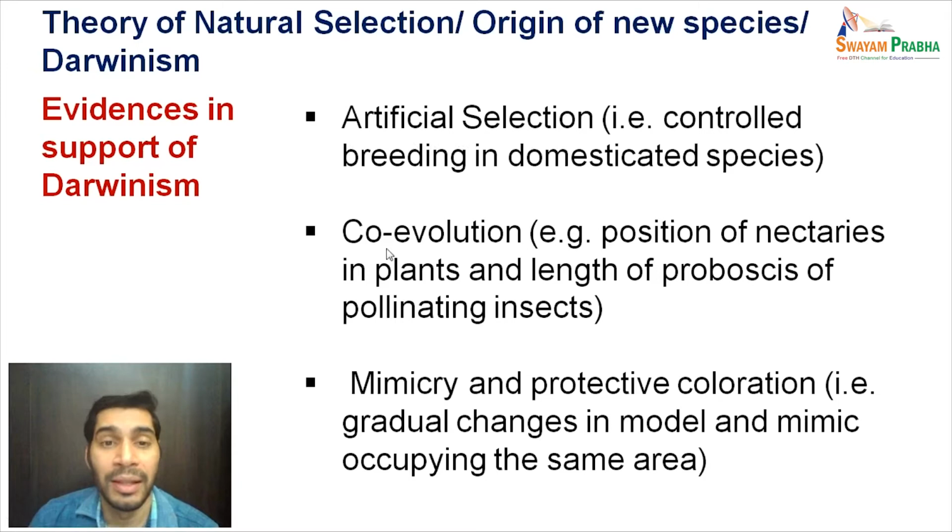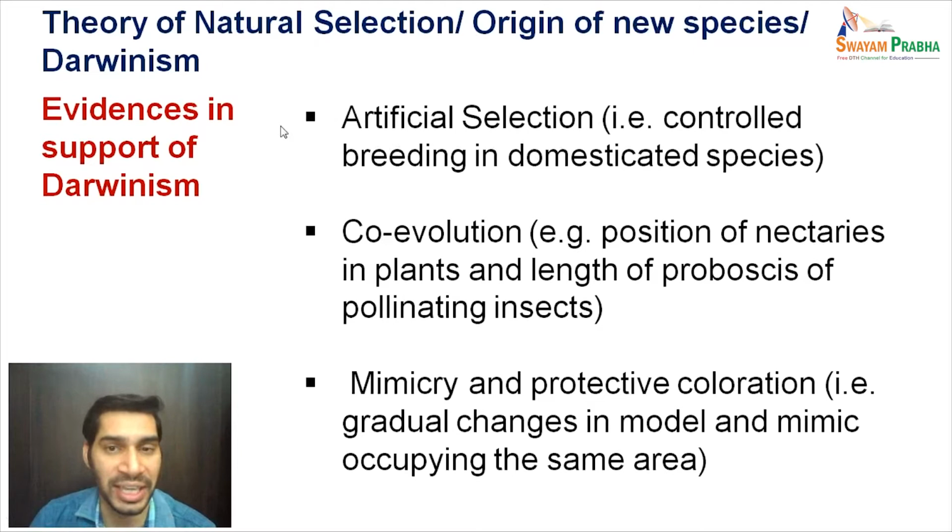Same is the case with the poultry. Let's say if we want to have the hens which can give more number of eggs, we will select the parents with the variety which can produce more number of eggs, and we will breed them so that the progeny acquires that character. This is called artificial selection. The way artificially we select, nature also selects the ones which are having the better traits. So this theory supports the natural selection.